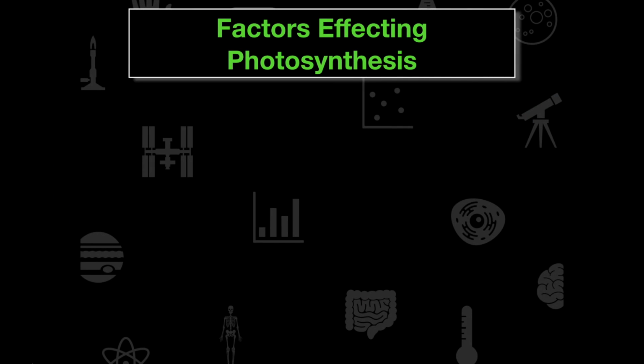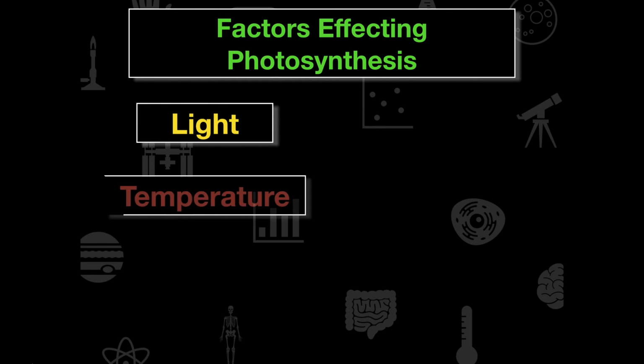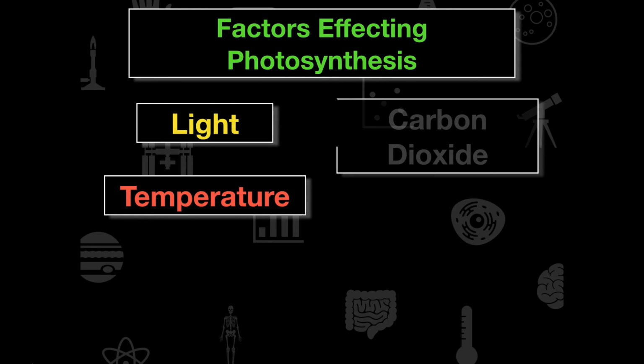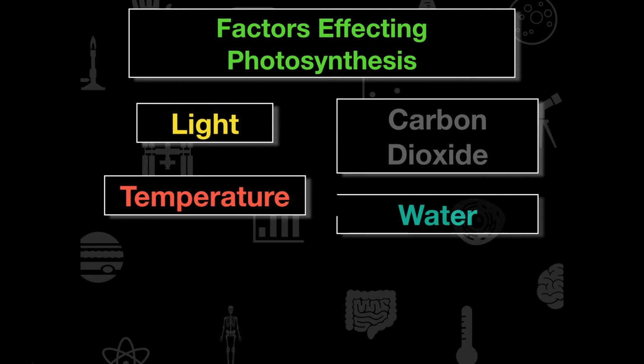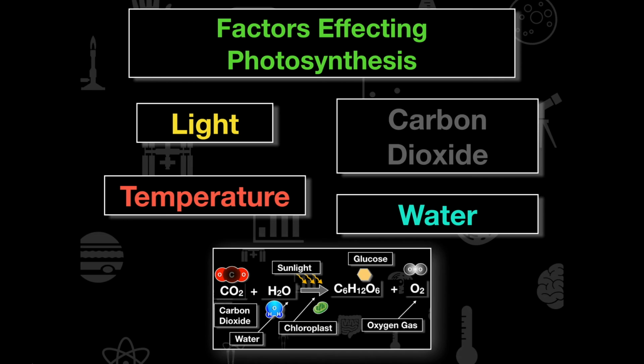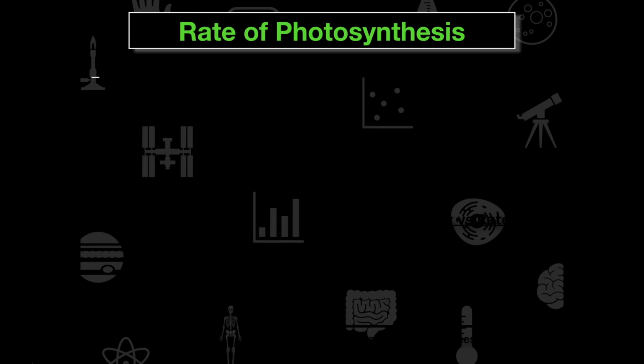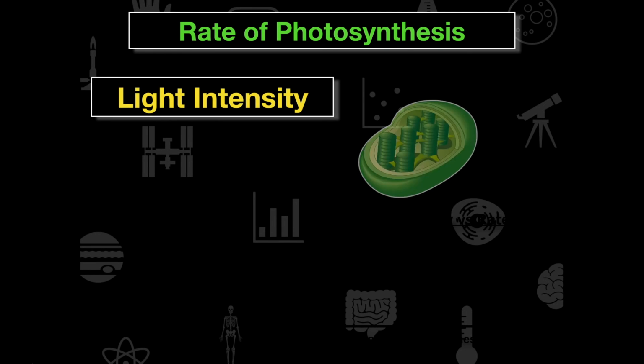Now, there are going to be a variety of factors that are going to affect photosynthesis. There's going to be light. There's also going to be temperature. We're also going to have carbon dioxide and then water. Remember, carbon dioxide and water are the reactants that go in to form the glucose. We need the carbon, the hydrogens, and the oxygens to be rearranged to form that glucose. And then light is providing the energy, and then temperature is going to affect the enzymes which complete this chemical reaction.